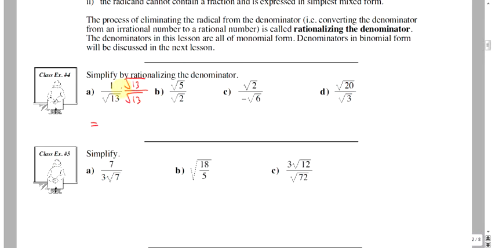So why am I doing this? Because on the top, I'm multiplying fractions, remember? Just multiply straight across. 1 times root 13 is root 13. And on the bottom, I have root 13 squared. What do I have in the bottom? What's root 13 squared? It's just 13, right? Or the square root of 169 is 13. That's called rationalizing the denominator. The denominator is not a radical. It's now a whole number. Okay?